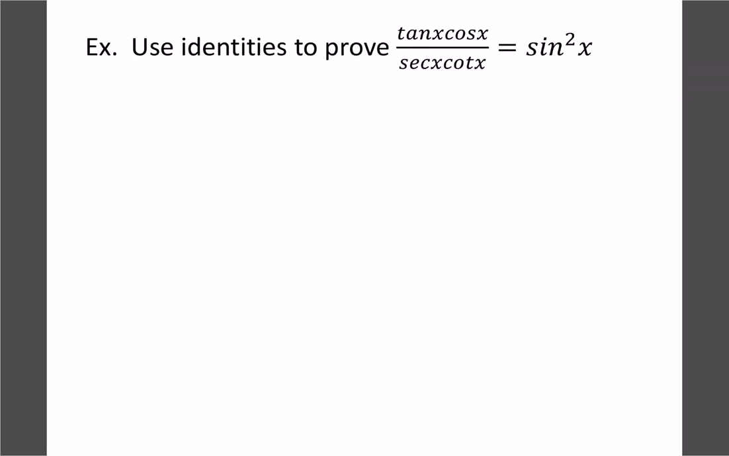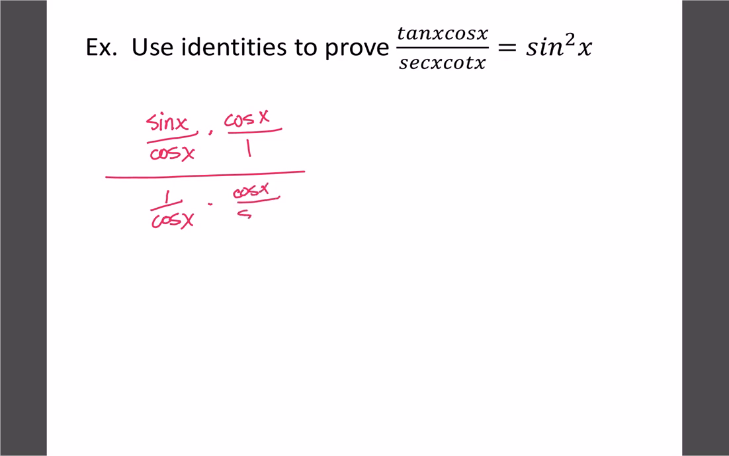Let's try another one. Here we got tan cos. So once again, let's change everything to sines and cosines. So tan would be sine over cos. And we're multiplying it by cos, so let's put it as cos over 1. Then on the bottom we got secant, so that's 1 over cos. And cotan would be cos over sine. And let's just leave the other side the same for now, sine squared.